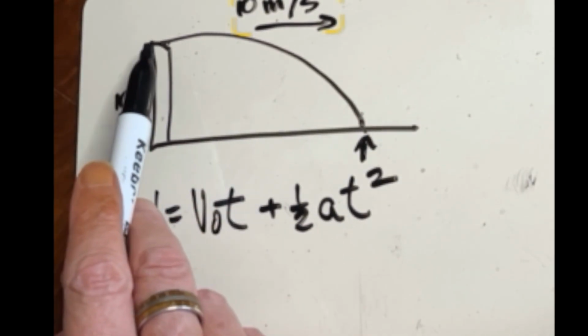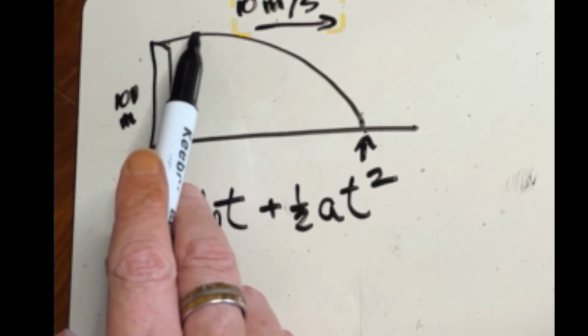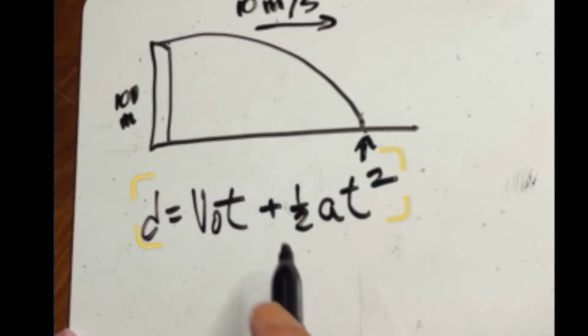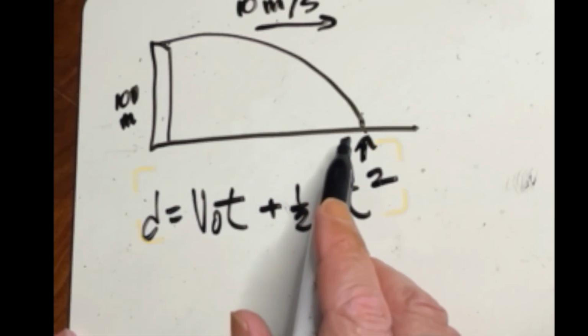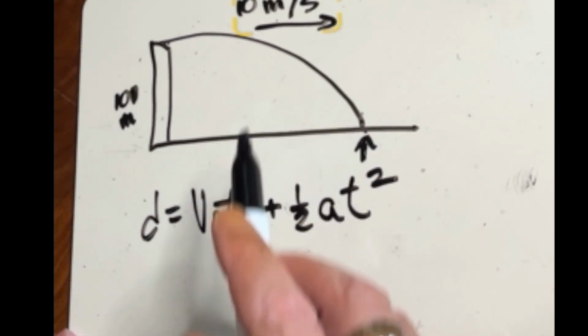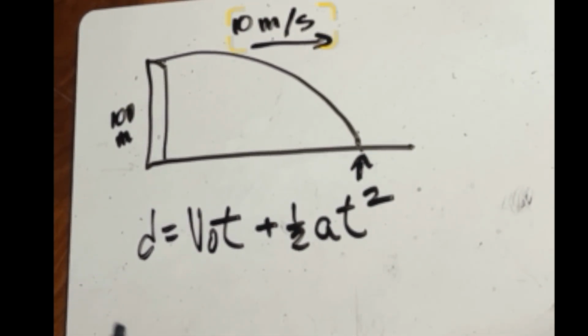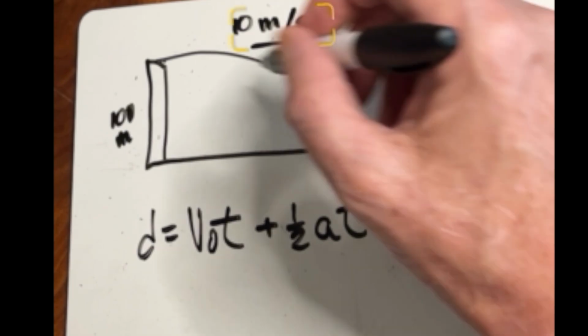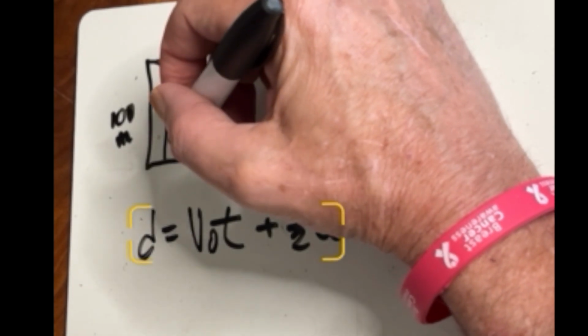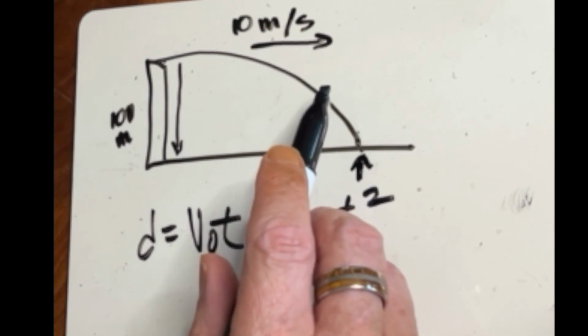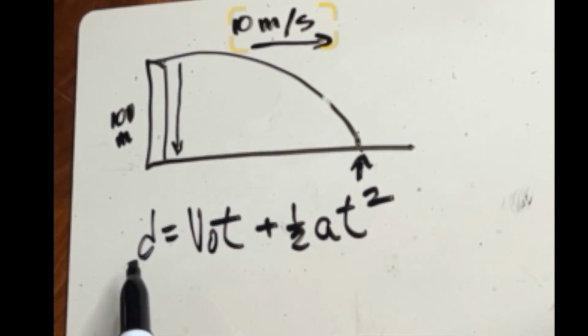Now, as you recall, I said that when we're moving at 10 meters per second in this direction, it doesn't care if it's falling. So however long it's in the air, you multiply those seconds by 10 and you get this distance. But we have to figure out how long the ball will be in the air. The ball doesn't care as it falls whether it's moving in this direction or staying in the same place.